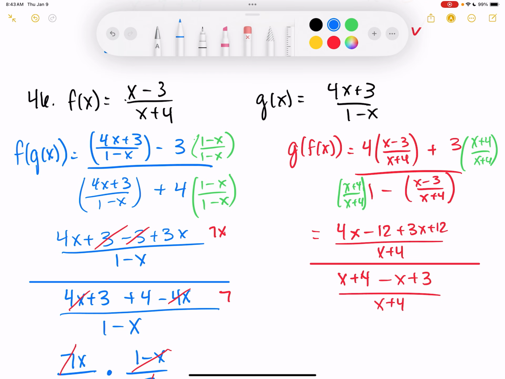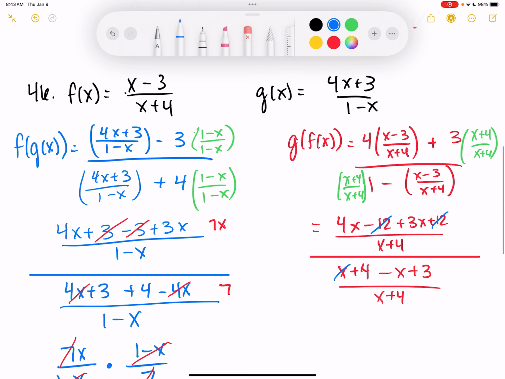So once I get to this point, just like I did on the previous one, I would cancel things. So the negative 12 and the positive 12, and the x and the negative x. I'm left with 7x here, 7 here.